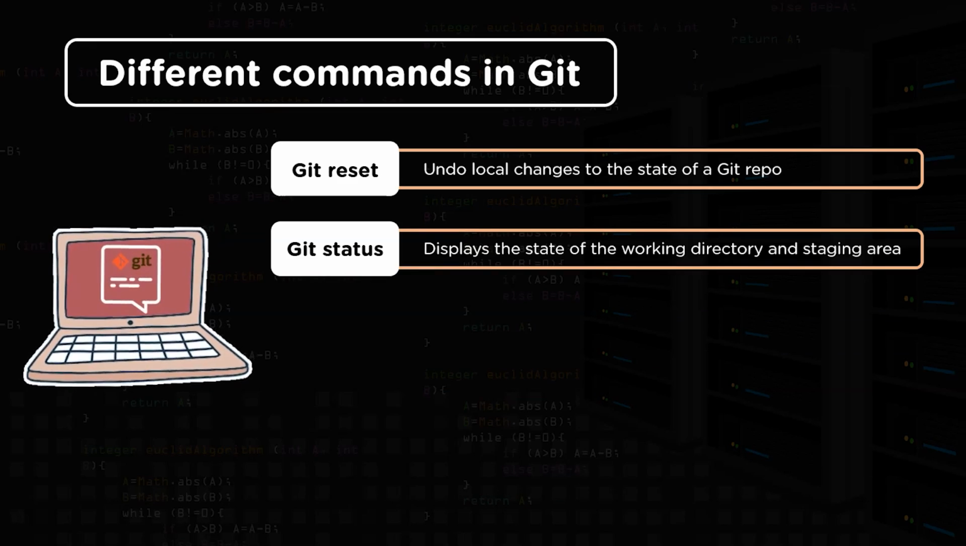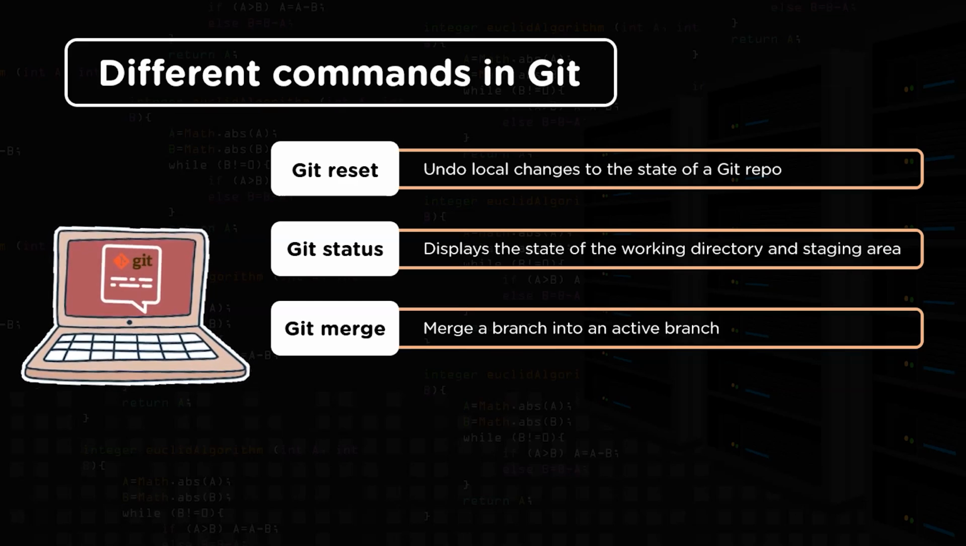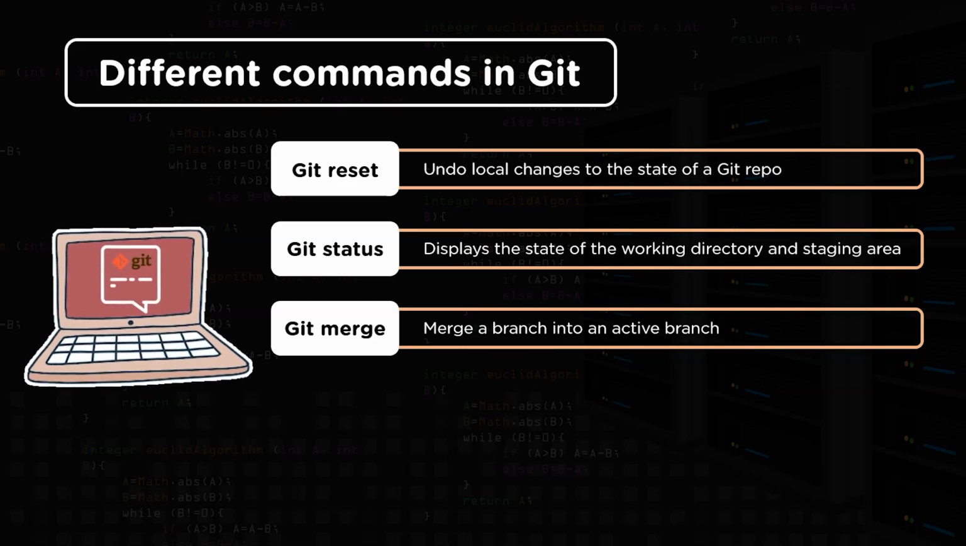Then we have the git status command. This command helps in having the status of all the files that got deleted or created or got modified. The status of all such files can be obtained with the help of the git status command. Next command is the git merge command. This command helps in joining two or more development histories or branches together into an active branch.